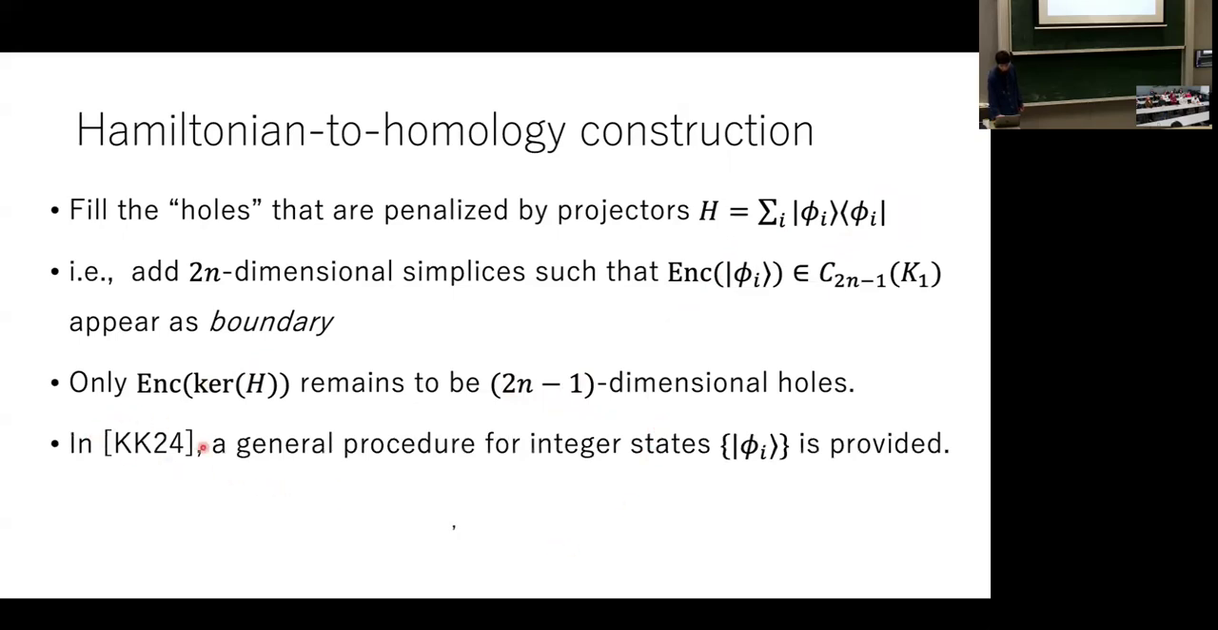In this paper, a general procedure is provided for a set of Hamiltonian projectors for integer states. Integer states are superpositions of computational basis states such that the coefficients are all integers.